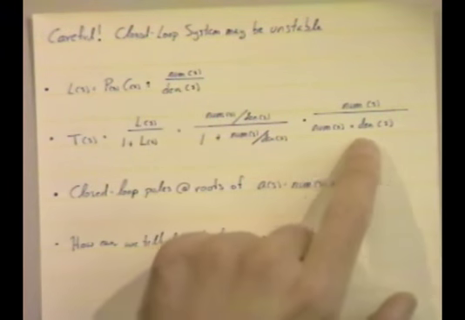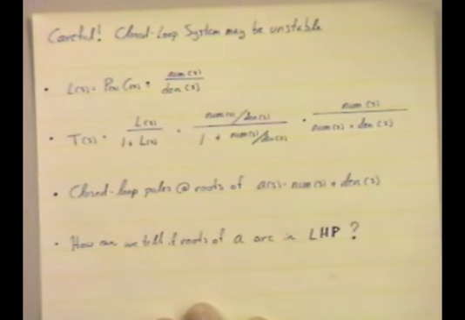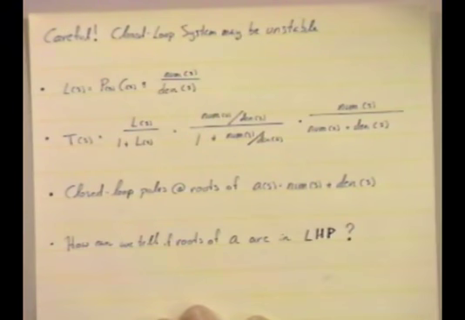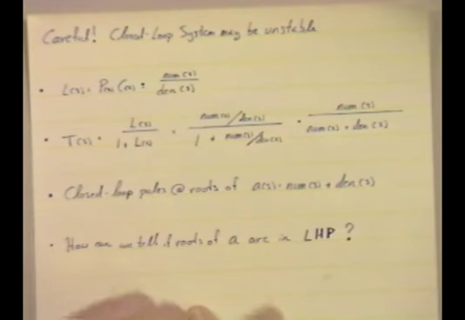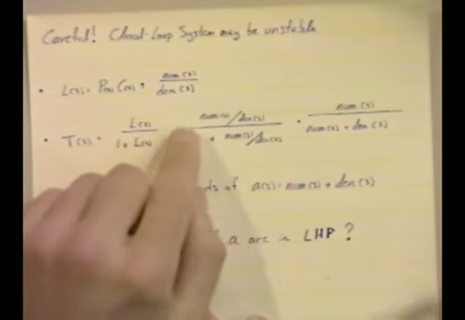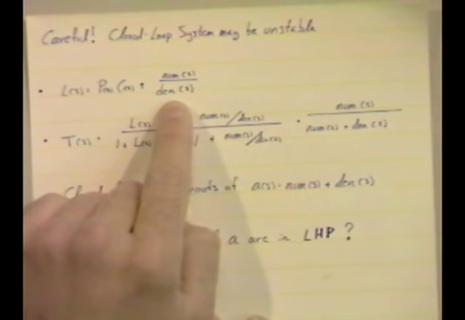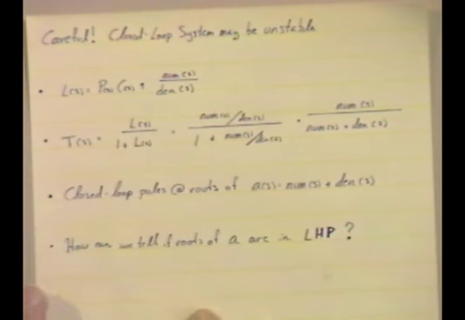So this polynomial here could have poles on the right-hand plane, even when the numerator and denominator have roots only on the left-hand plane, excuse me. Okay, sorry about that.